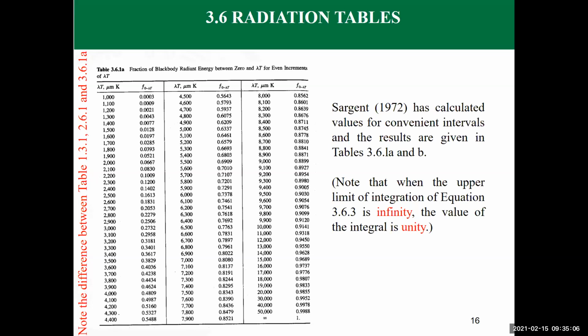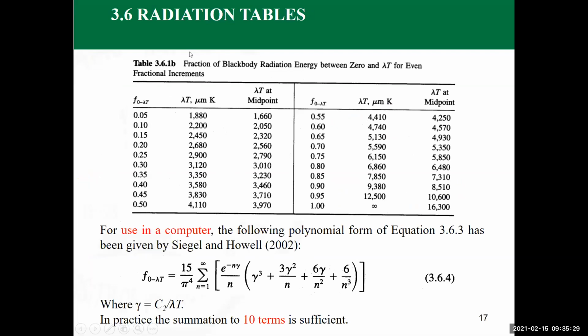This table is not exactly the same as the tables that we have in chapter 1 and chapter 2, because here the values are clustered in terms of lambda T. In those tables of chapters 1 and 2, basically it was only lambda versus the fraction. So that's the difference between this table and the other tables. The example that we have, I'll be showing it to you in a while.